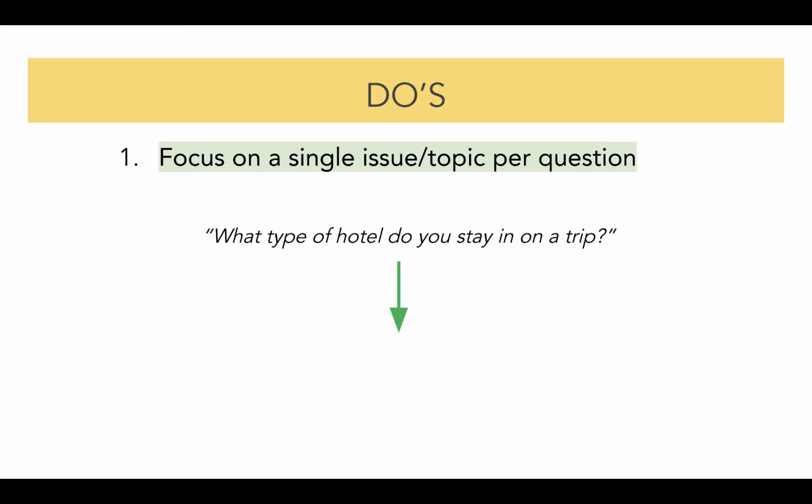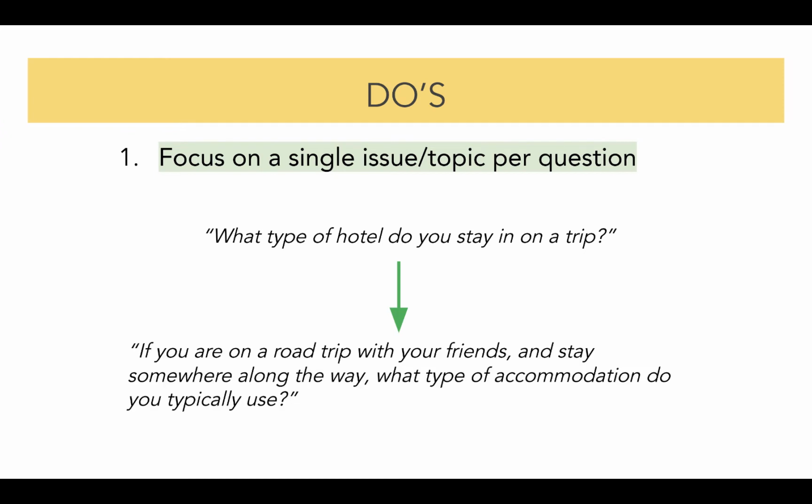If I'm on a conference trip, I might be staying at a nicer hotel, like a conference hotel for work. If I'm on a backpacking trip, I'm obviously staying in a tent. If I am on a road trip, I might stay in whichever motel is along the way. So it really all depends on the type of trip and who I'm with. So you want to specify it more detailed so that respondents know what exactly you are talking about. For example, if you're on a road trip with your friends and stay somewhere along the way, what type of accommodation do you typically use?